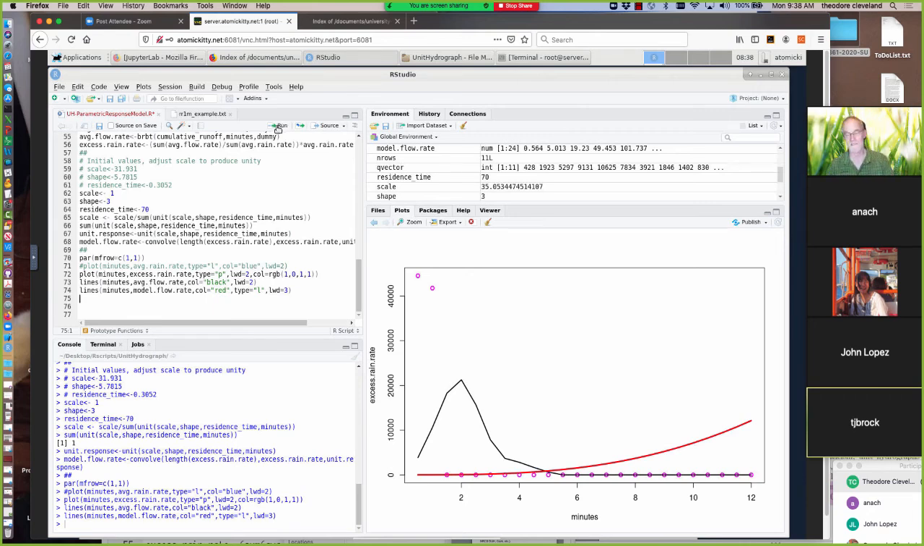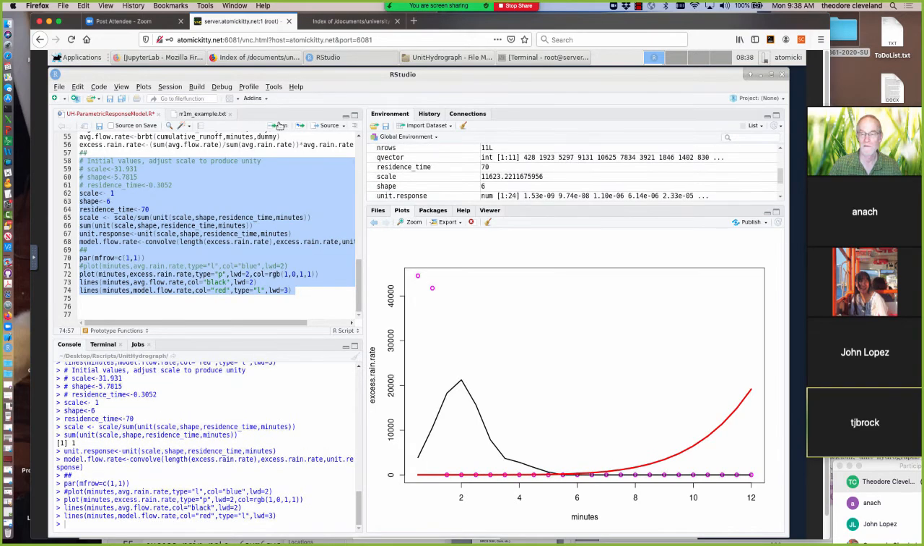Okay, so if we look at our computed hydrograph, it's not a very good representation of the observations, so we need to change something. So let's change the shape to 6, and we'll rerun all this content. Well, that didn't help us, it made it pointier.